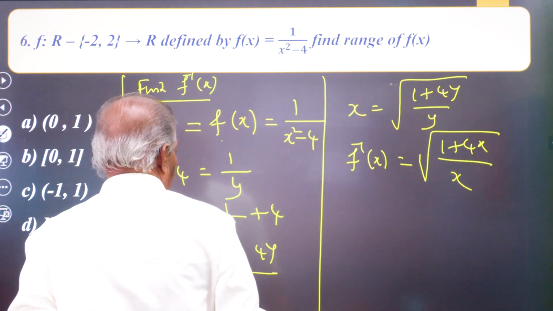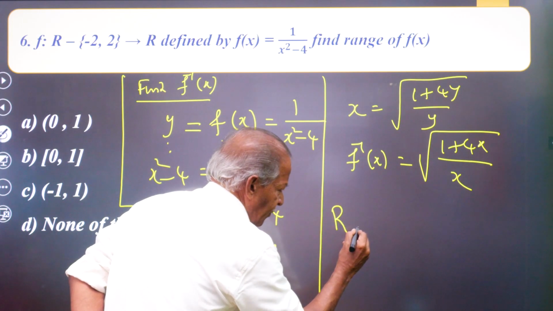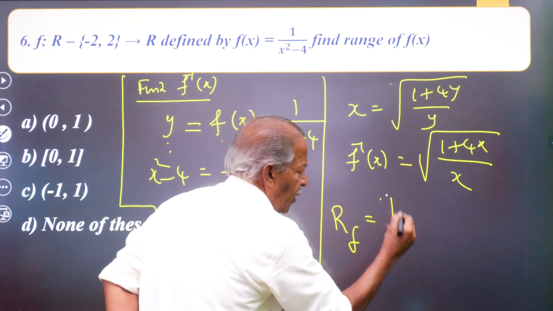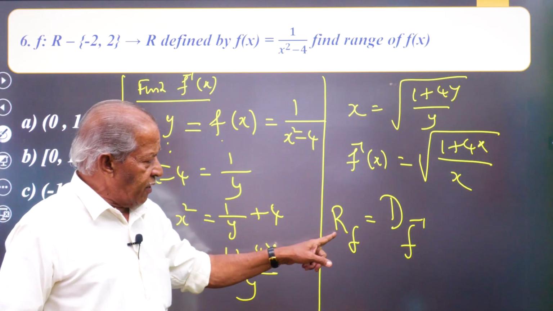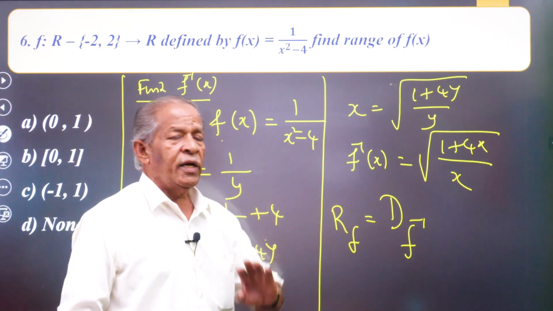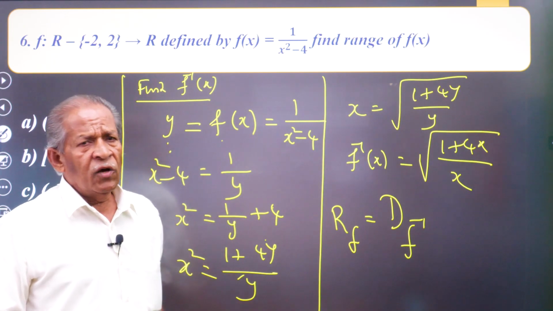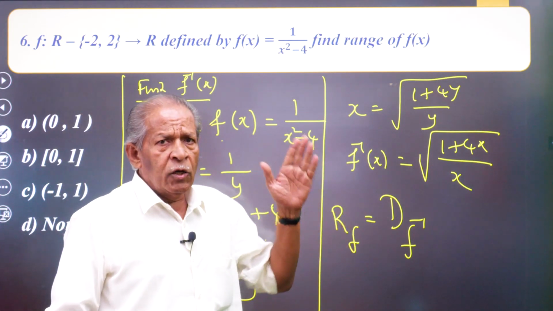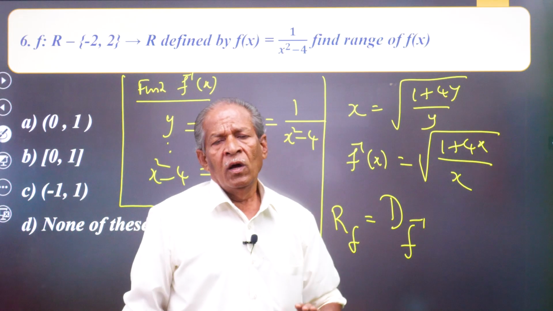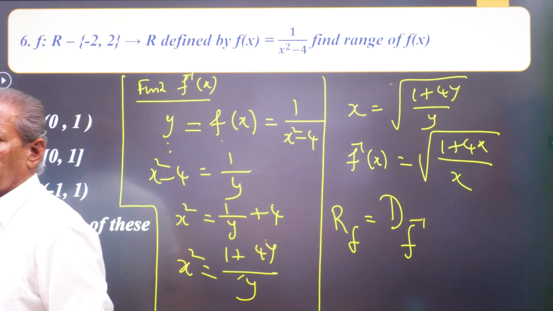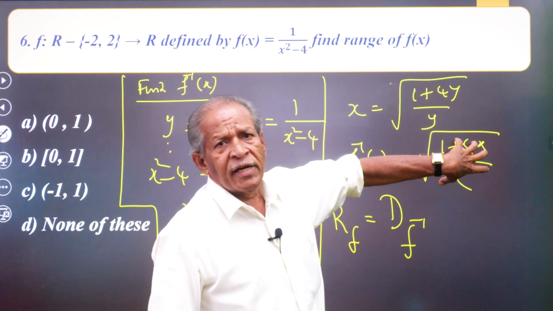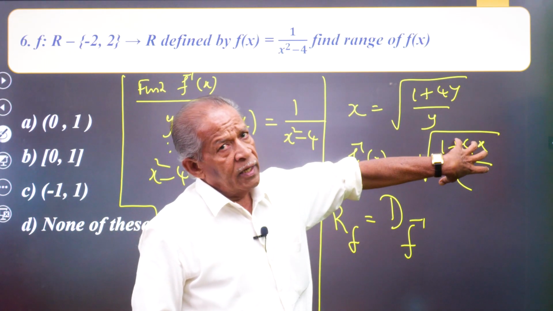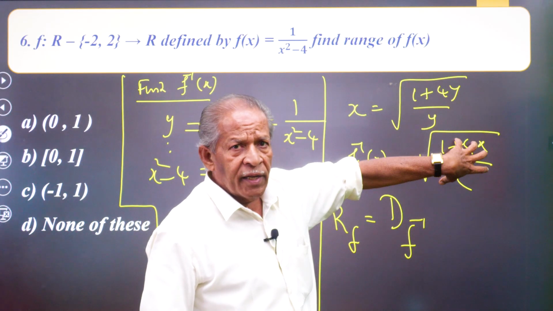Now, the range of the function f equal to domain of the f inverse. It is a correlation. In order to find the range of the function, which is equal to domain of the f inverse. Domain of the f inverse means what are the input values for the function. Inside the square root, the expression should be greater than or equal to 0. The inside term should be greater than or equal to 0.